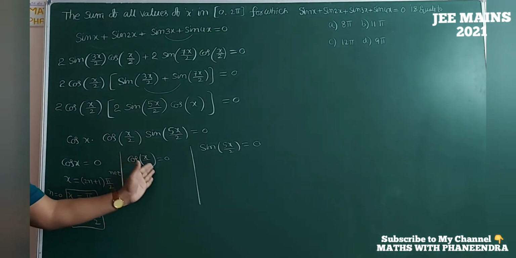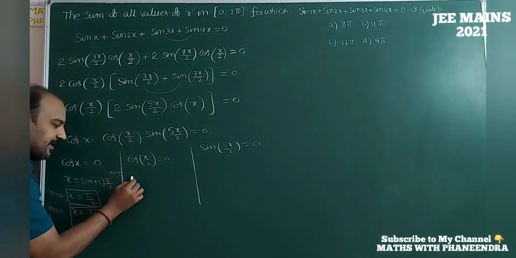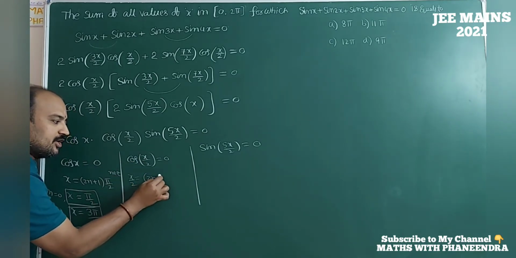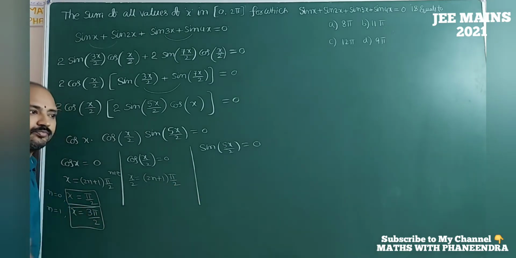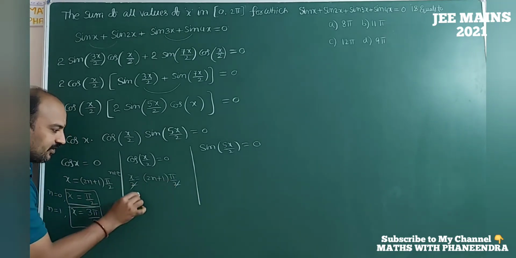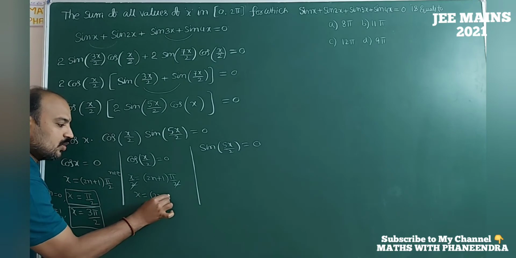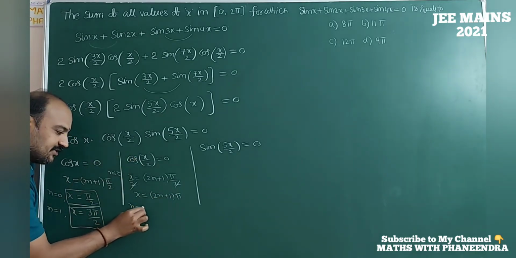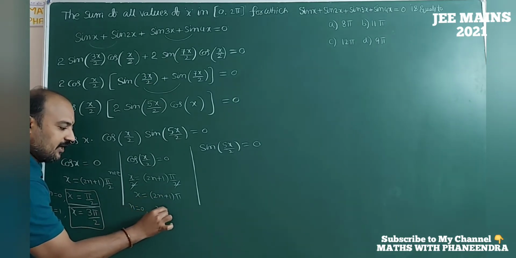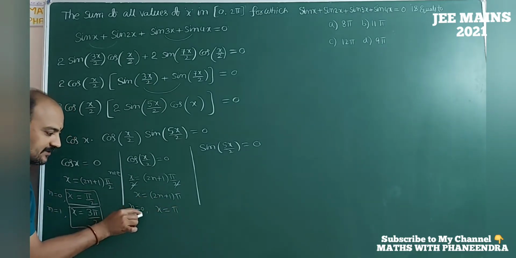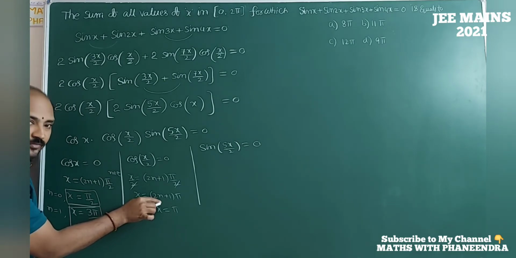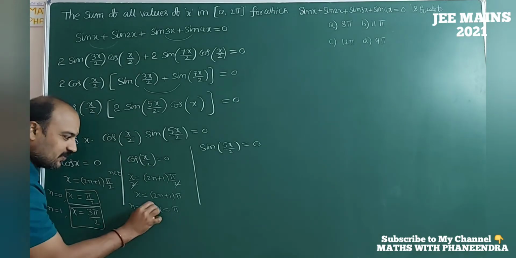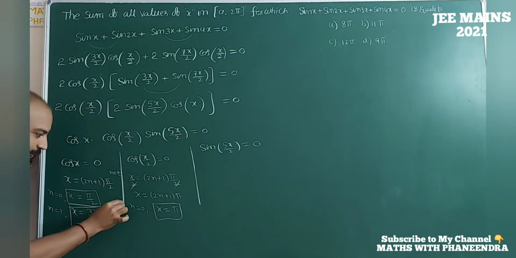Now come to cos x by 2 equal to 0. So x by 2 equal to (2n plus 1) into pi by 2. Here the 2 gets cancelled, x is equal to (2n plus 1) into pi. For n is equal to 0, x is equal to pi. If you take n is equal to 1, 2 plus 1 is 3, 3 pi is more than 2 pi, so n is equal to 1 is not possible. So here the only case is x is equal to pi.